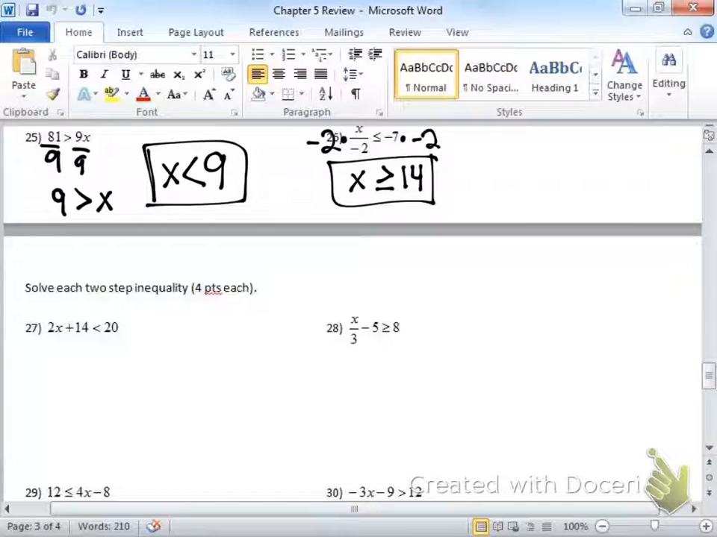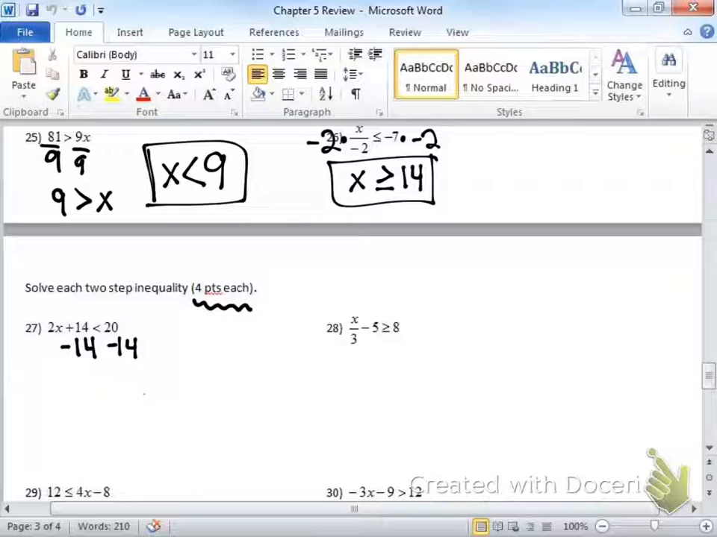All right, the next section is all about two-step inequalities. That's why these are worth 4 points apiece, so they're getting worth more points as we go further and further on this review.